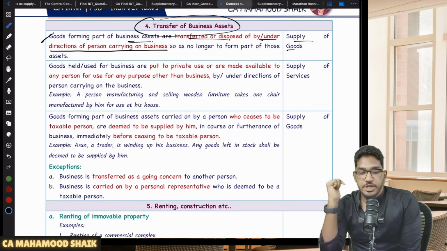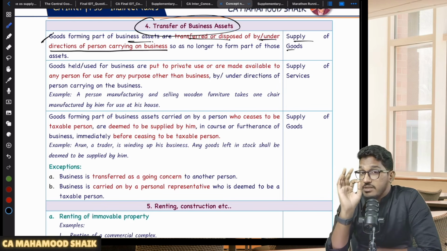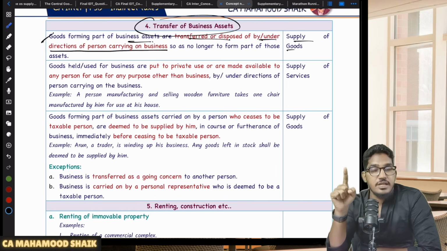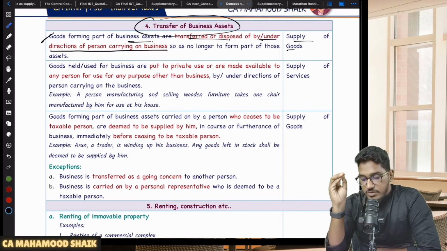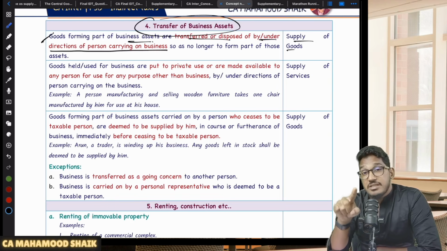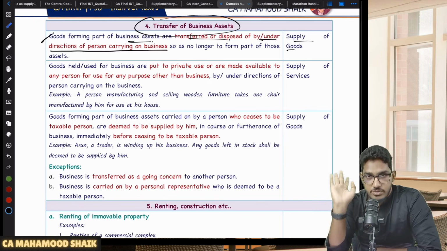This you try to link with Schedule 1. In Schedule 1, para number 1, I told that permanent transfer or disposal of a business asset, even without consideration, will be treated as supply, no? So it is treated as supply. But will it be treated as supply of goods or supply of services? That answer you will get here. It will be considered as supply of goods. If there are goods forming part of your business assets and you are disposing of them so that they no longer form part of your business assets, it will be treated as supply. Whether it will be considered as supply of goods or services, it will be considered as supply of goods.